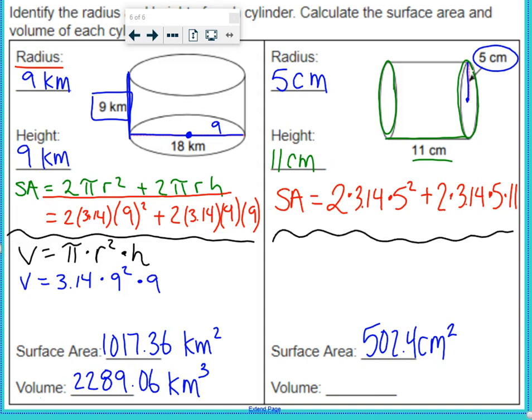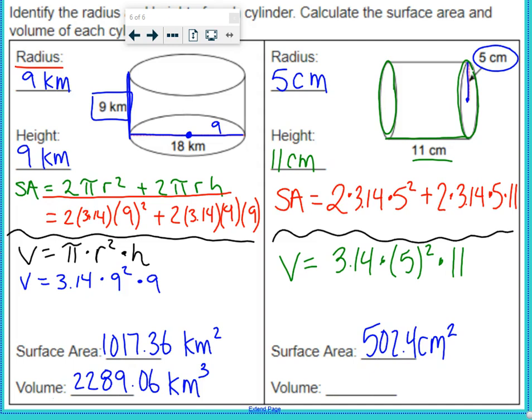Now we can solve for our volume. Volume is the area of the base times the height, which is pi r squared times the height. So volume equals pi 3.14 times the radius squared. So we're going to take our radius, 5 squared, and then multiply that by the height of 11.